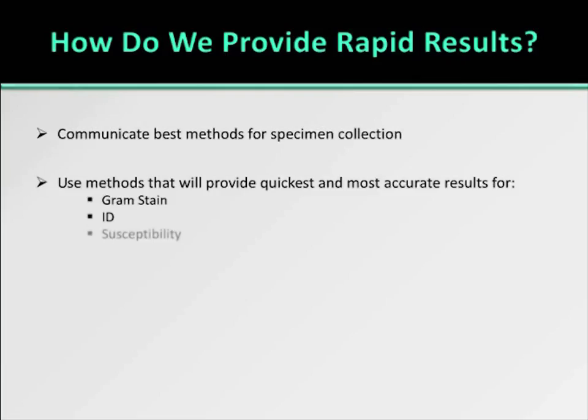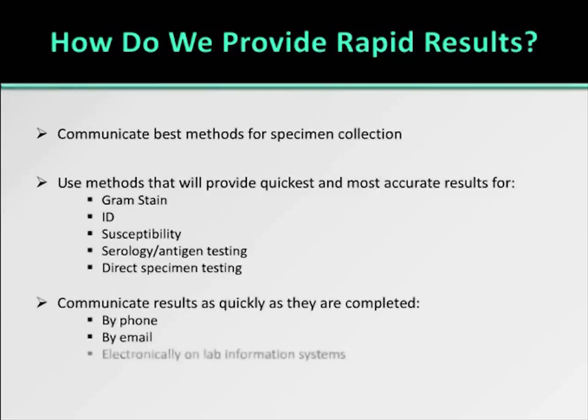We want to use methods that will provide the quickest and most accurate results. For the good old gram stain, that's not going away. When we talk about rapid results, what can be more rapid than reading a gram stain, than seeing whether there are white cells on there, seeing whether there are specific predominating organisms on there? We need to have quick and accurate results for ID, for susceptibility. Don't forget about serology and antigen testing, and certainly direct specimen testing when we can provide it, whether it be for an STD or a direct blood specimen testing. If we can do that in our laboratory, we need to take the opportunity to get those quick and accurate results. And perhaps most importantly, we need to report and communicate those results as quickly as they are completed.